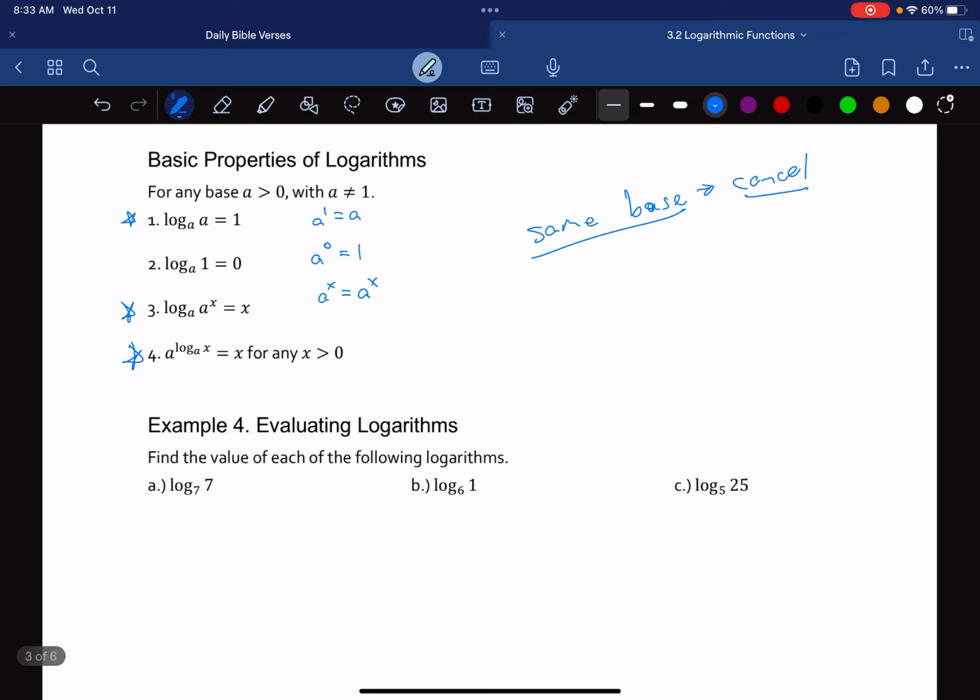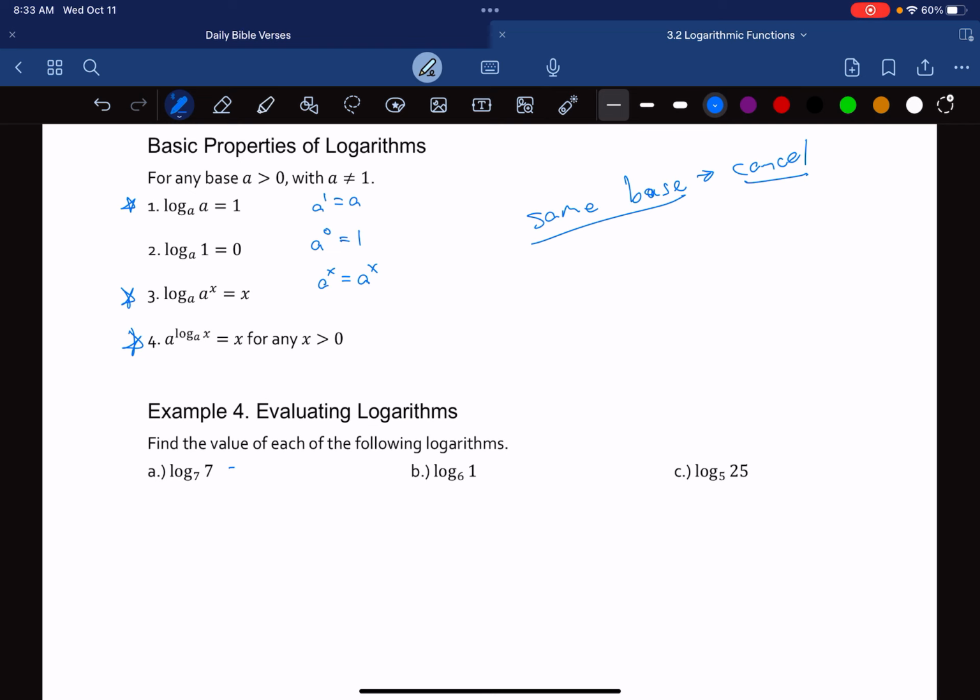So find the value of each of the following logarithms. So we have log base 7 of 7. Well, if we look at rule number 1 up there, that is just going to be 1. If we look at B, log base 6 of 1, we're basically asking ourselves 6 to the what power equals 1, and that's going to have to be 0. This is essentially rule 2. So this is rule 1, this is rule 2.